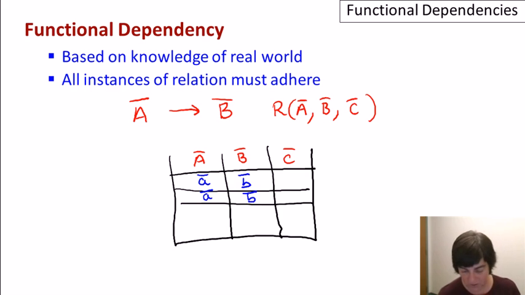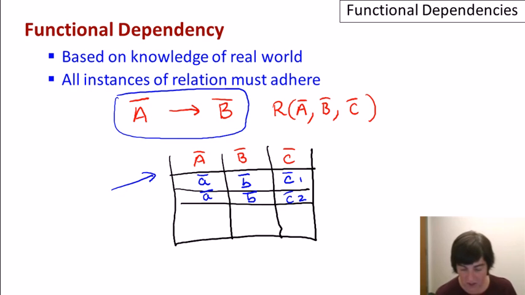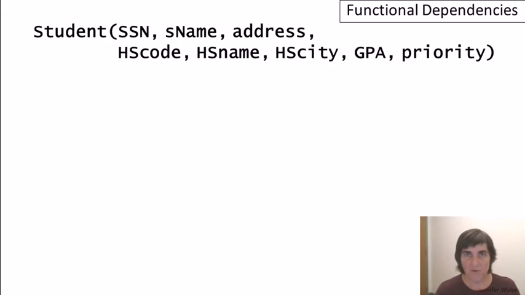And we're going to be using this type of template for some reasoning later on. But we're not saying their C values have to be the same, so we could have C1 and then different C values here as well. But again, if we specify this functional dependency, we are saying that every instance of our relation must satisfy the condition that if the A values are the same, then the B values are also the same.